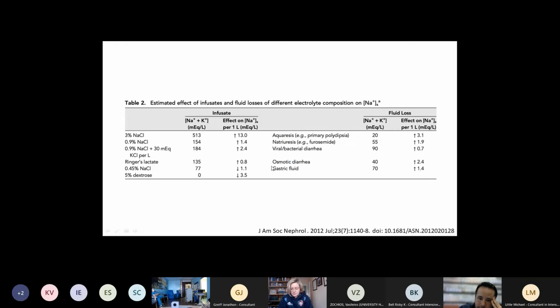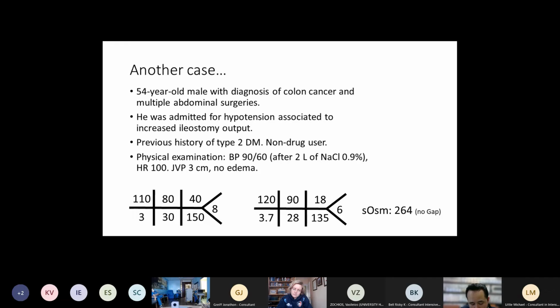A patient who has osmotic diarrhea, for every liter of diarrhea, the sodium will increase 2.4. So it will depend on the fluid that we're giving that we're going to have changes on the serum sodium, and it's important to be aware. Not all patients will respond the same, but we can have an idea on where this will go. But again, it's monitoring.